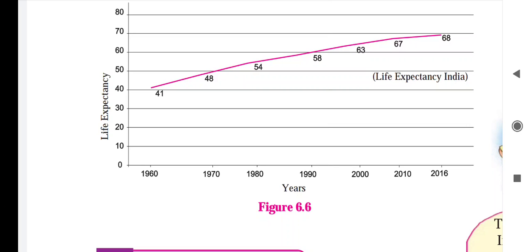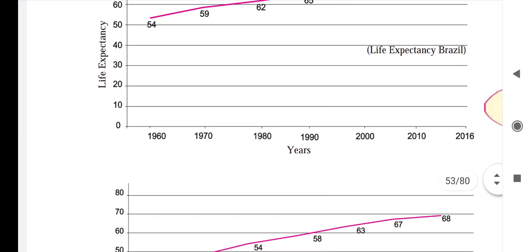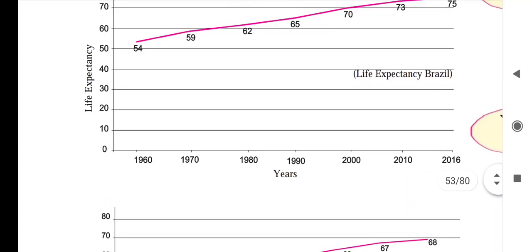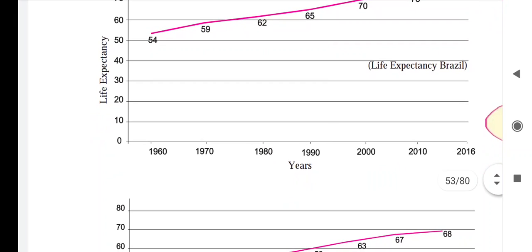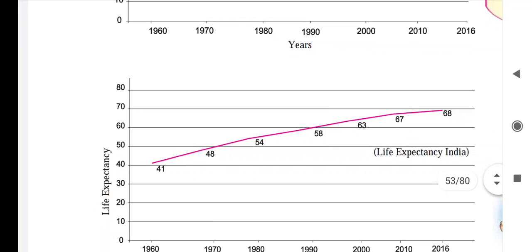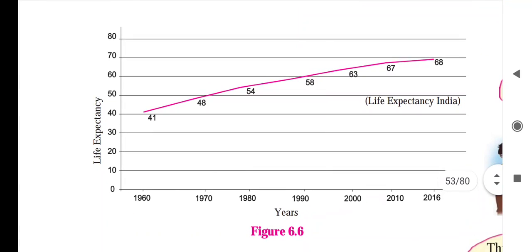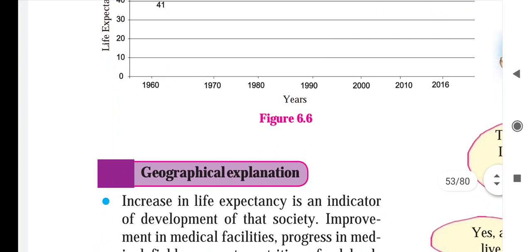So compared to India, Brazil's life expectancy is more. In 1960, here it is given 68 and here 75, and in 1960 Brazil was 54 and in our country 41. But in our country it is also increasing. If science and technology increase, medical facilities will increase, and of course life expectancy will increase.